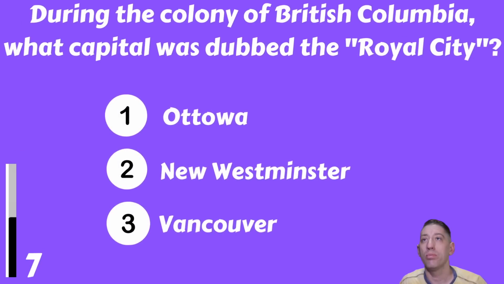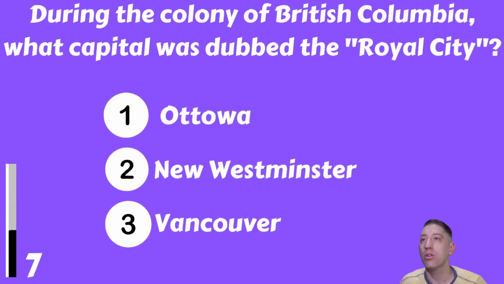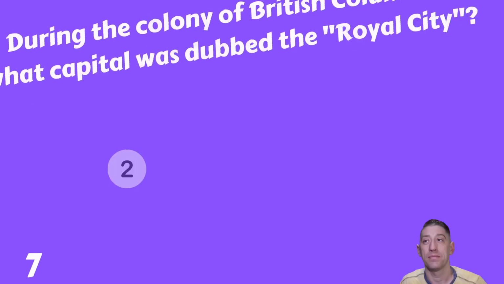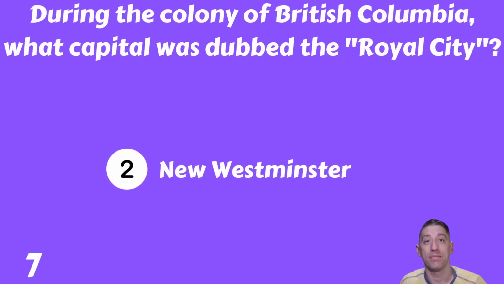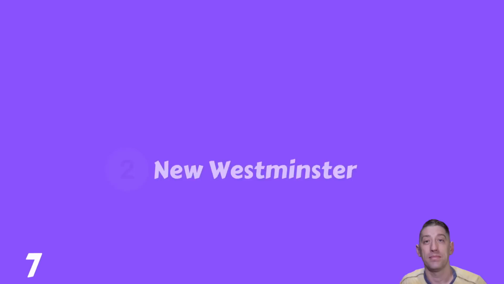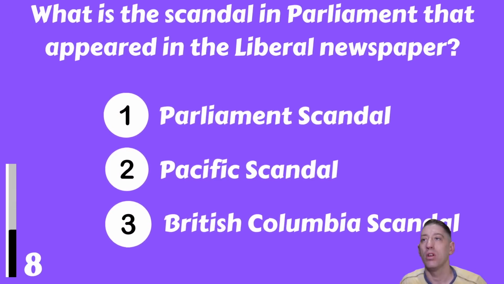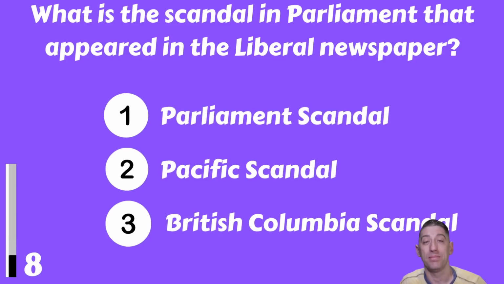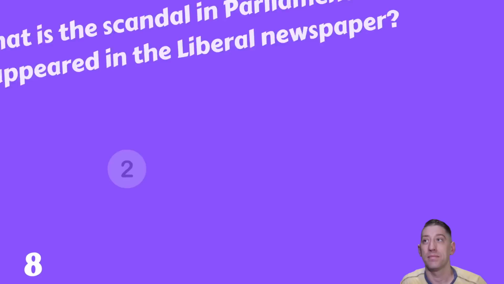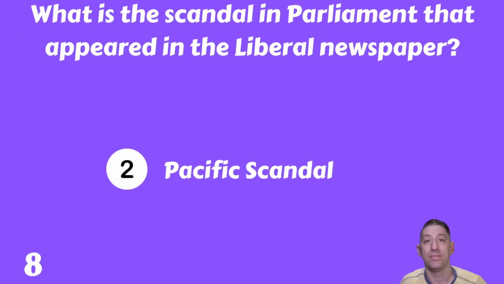During the colony of British Columbia, what capital was dubbed the Royal City? Ottawa, New Westminster, or Vancouver? New Westminster. What is the scandal in Parliament that appeared in the Liberal newspaper? Parliament scandal, Pacific scandal, or British Columbia scandal? Pacific scandal.